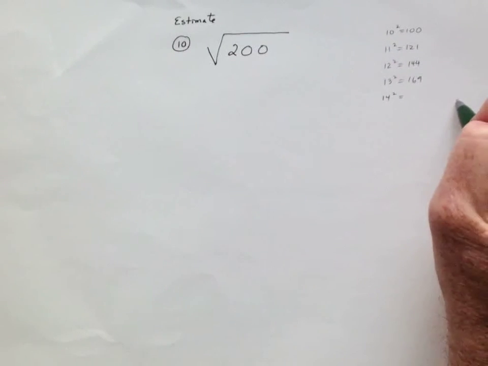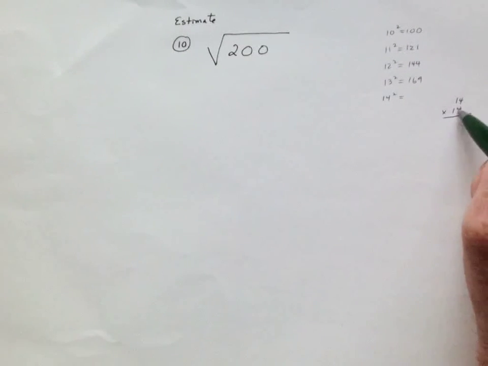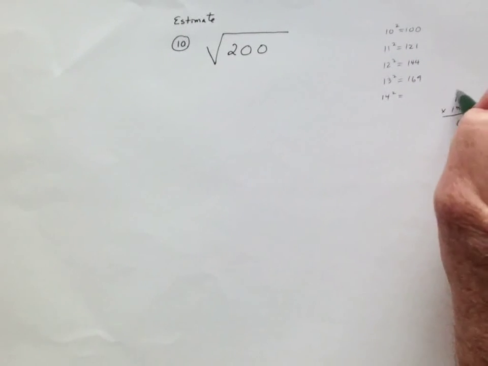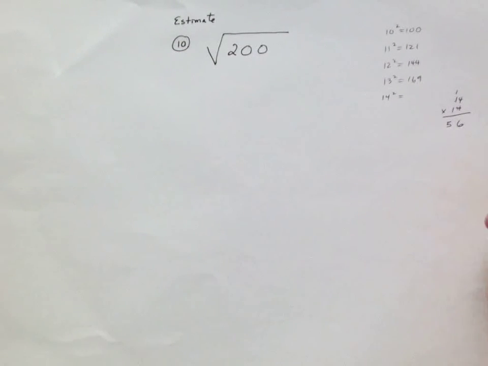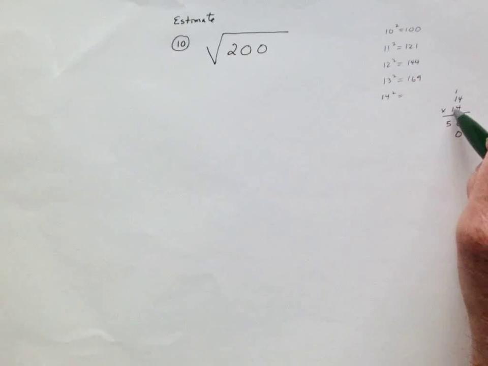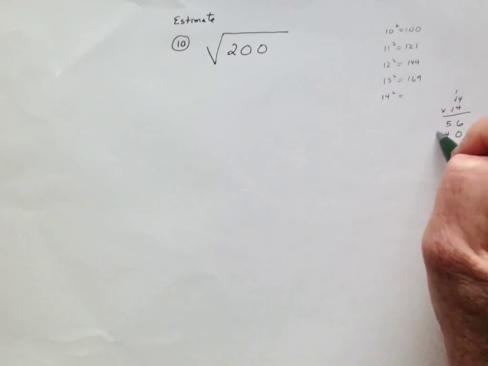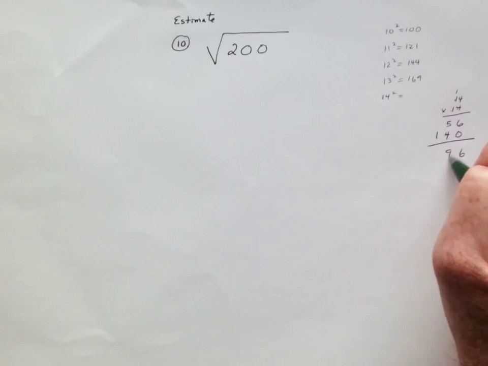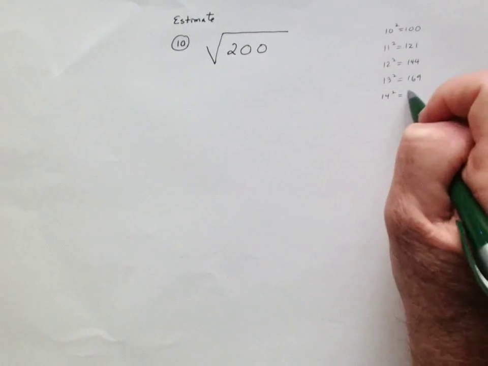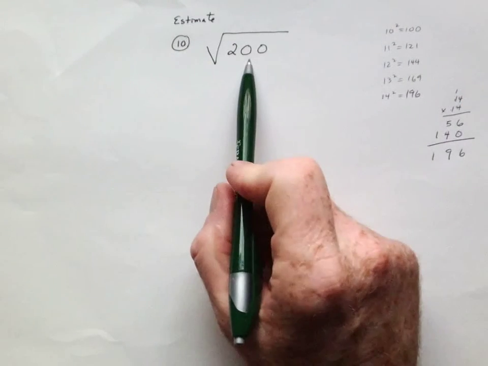Yeah, I don't know. So 14 times 14. 4 times 4 is 16, and then this would be 4 with one more is a 5, and then put a placeholder. 1 times 4 is a 4, 1 times 1. So this would be a 6, this would be a 9, and a 1. 196. And that's very close to 200.